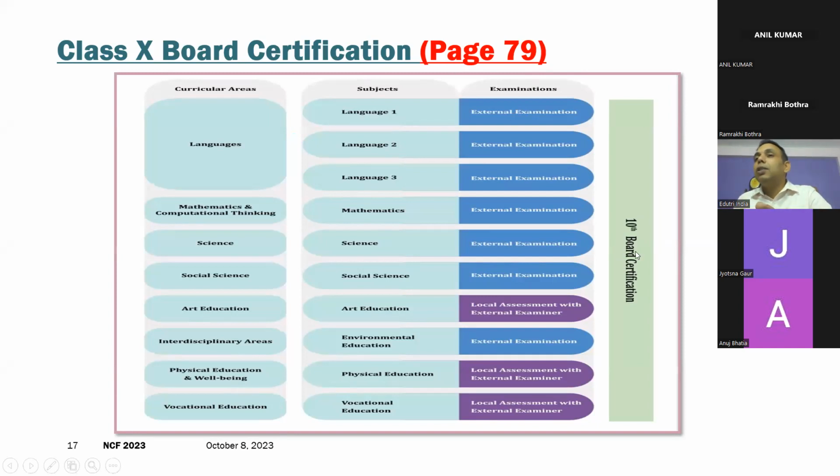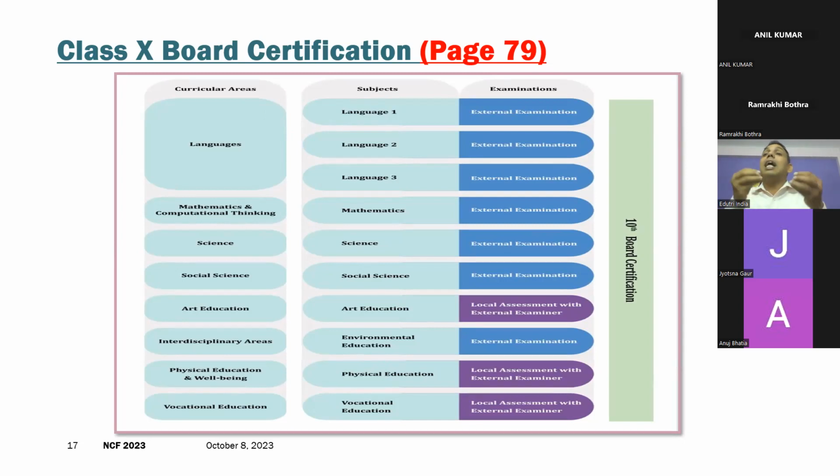They have written 10th board certification. That means there is a board, first of all. Now, in 10th, how will the subjects be? They are talking about all 8 curricular areas: language, mathematics, science, social science, art education, IDA, physical education, and vocational education. From language, the child has to take 3 languages. So 7 plus 3, total will be 10 subjects in class 10th.